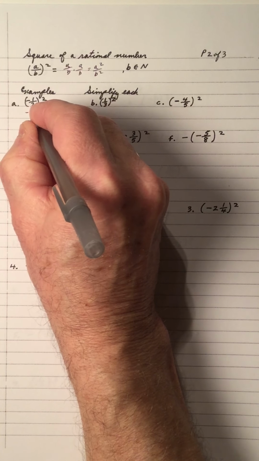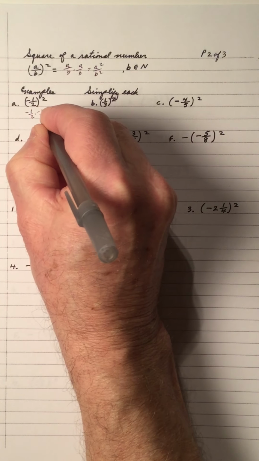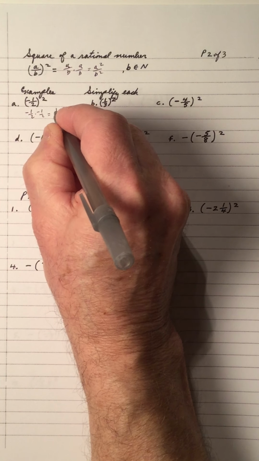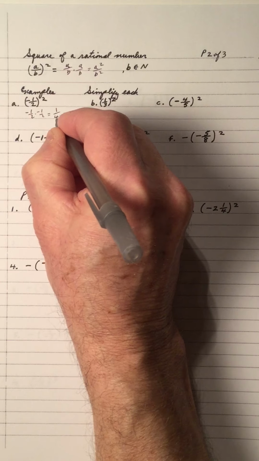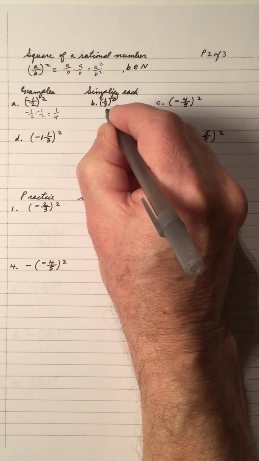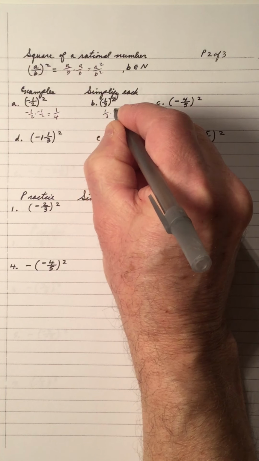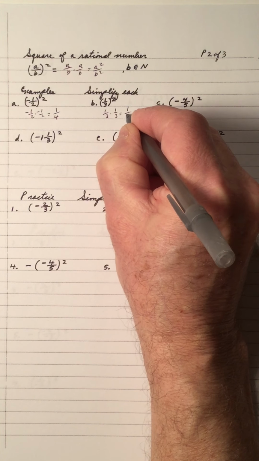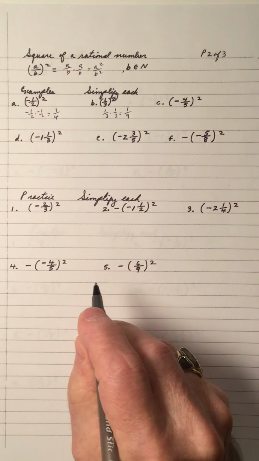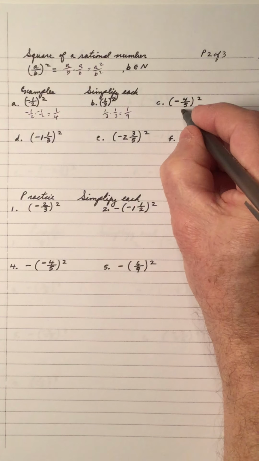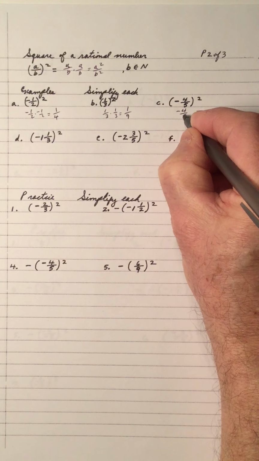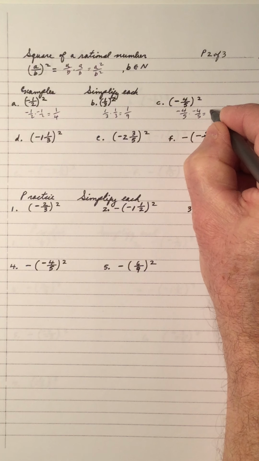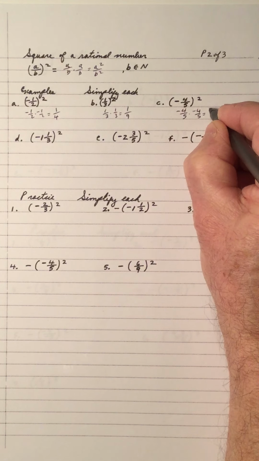Negative a half squared is negative a half times negative a half, which is negative times negative, a positive. 1 times 1 is 1, 2 times 2 is 4. So 1/3 squared is 1/3 times 1/3. 1 times 1 is 1. 3 times 3 is 9. So to square a number means to multiply it by itself. Negative 4 over 5 times negative 4 over 5. Negative times negative is a positive because you've got like signs.